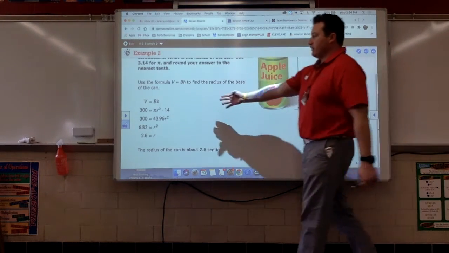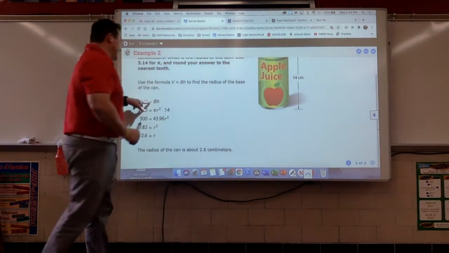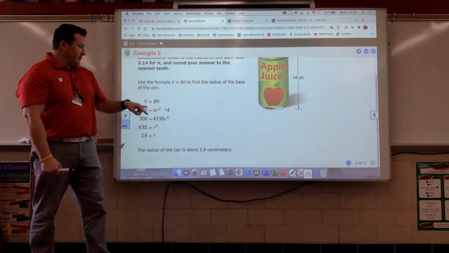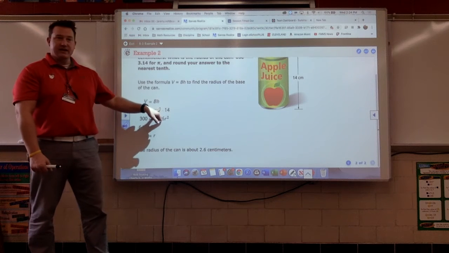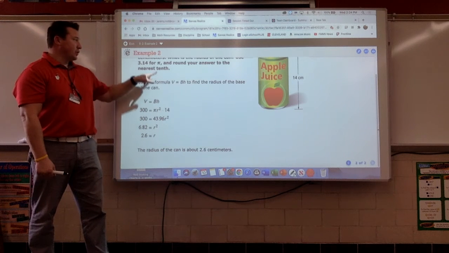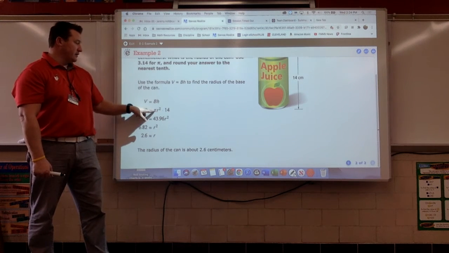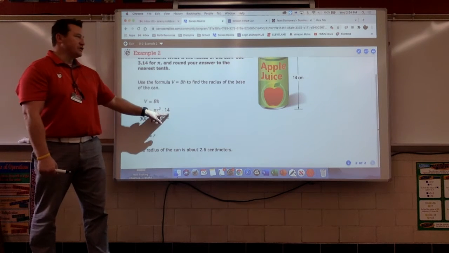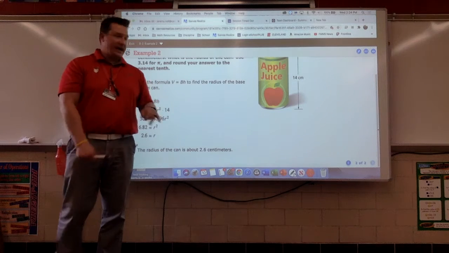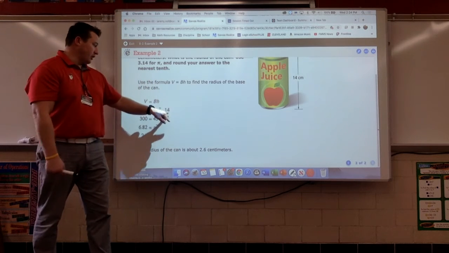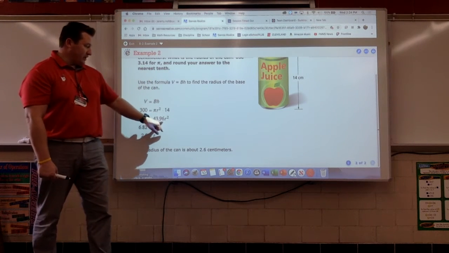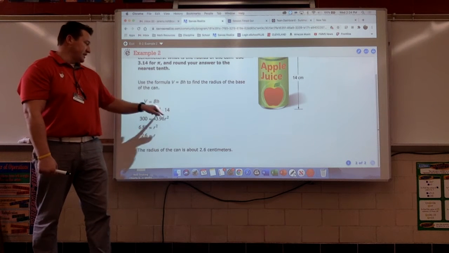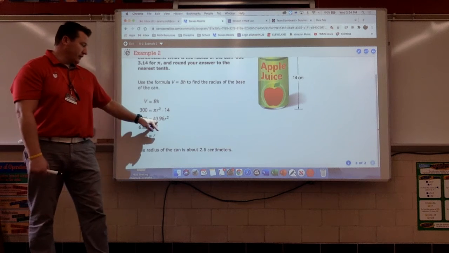So here's what they've done. Again, volume equals area of the base times the height. The area of the base, pi, times the radius squared. They told us to use 3.14 for pi. We don't know the radius, do we? But we do know the height. We do know that apple juice can is 14 centimeters tall. So where did this 43.96 number come from? Well, remember, it came from 14 times 3.14.